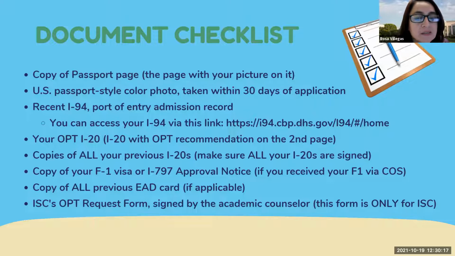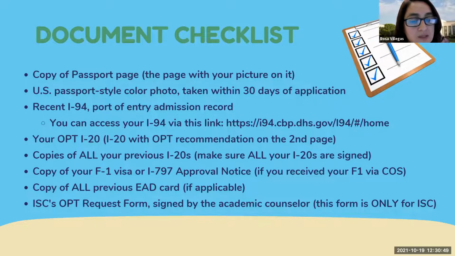So in this case, if you're applying for OPT, the government requires copies of all your I-20s. You also need to include a copy of your visa, F1 visa. If you entered the US under a different visa category and you did a change of status here in the US, there's an approval notice that you received. It's like a 1-page letter, and you'll make a copy of that one.